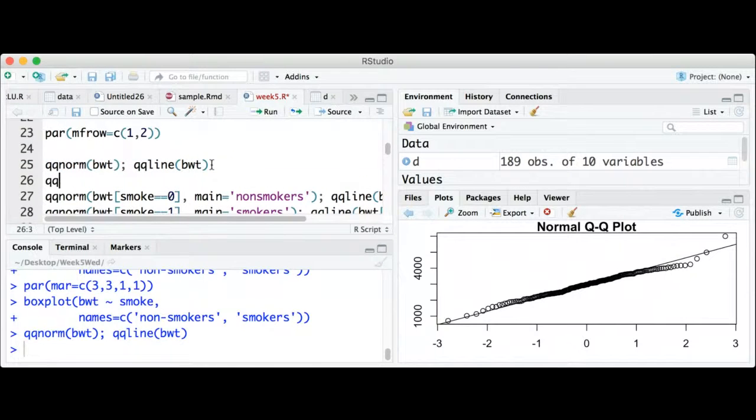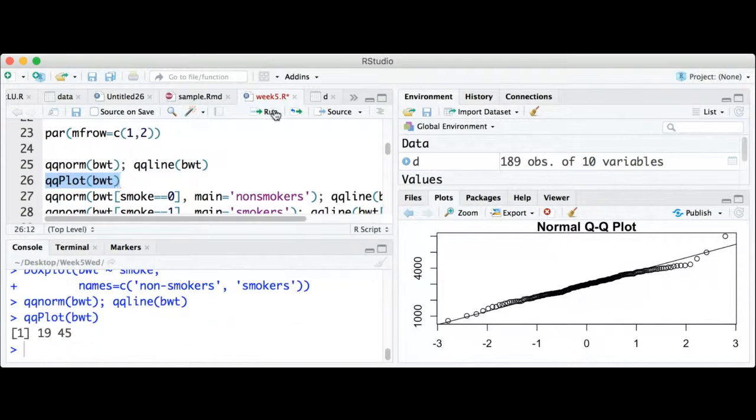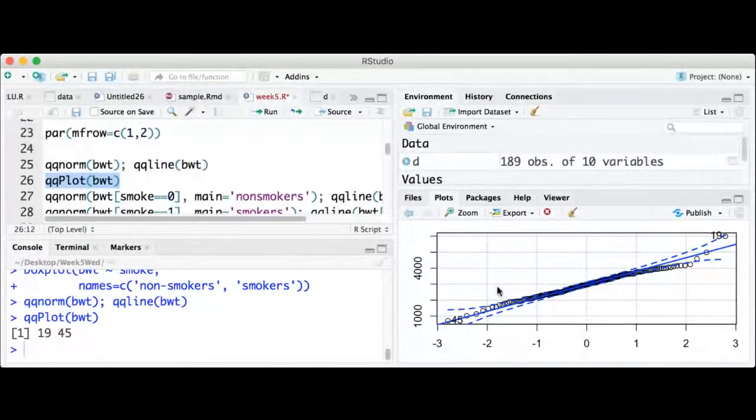But I found this function called qqPlot, which is in the car package, so you have to load the car package. Look at this one, what this does is put confidence intervals around the QQ plot. So I feel a lot more confident saying that pretty much most of the points, there's just a few points here outside the confidence intervals, are within these confidence intervals, so they're lying along the line, so it's normal data.